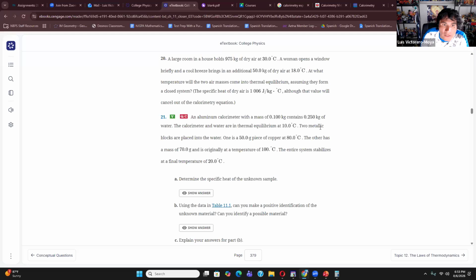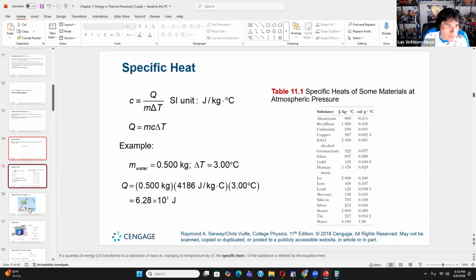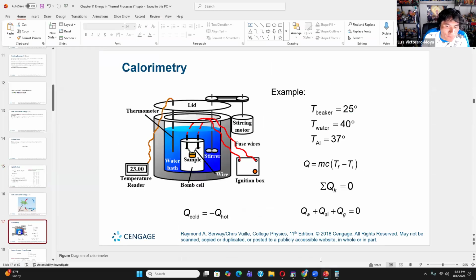All right. It says two metallic blocks are placed into water. One is copper. The other one has a mass of this at a temperature of 100. The entire system stabilizes at 20 degrees. Okay. This is very nice. I was actually thinking about doing this, but it's a little bit too much. Theoretically, it's nice. You can do it. In the lab, it's a mess. You might have two samples. But let's see what we should expect. So we have a calorimeter, like a container like this, and you're going to have two samples, not just one.